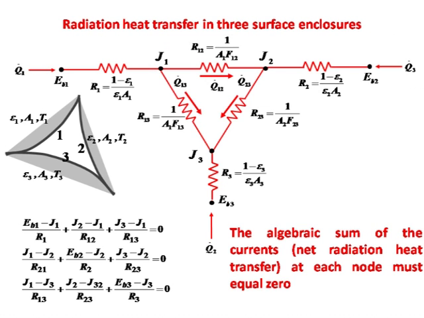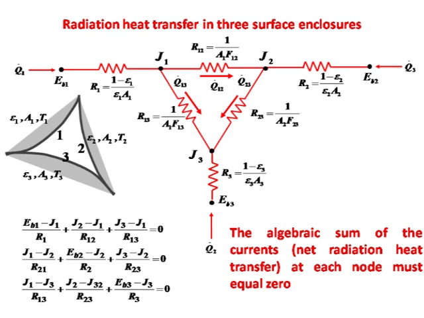Similarly, if I do this for J2 and J3, I am going to get 3 equations. Typically, I have taken that emissivity is known, surface area is known, and the temperature of the bodies is known. If I know the temperatures, Eb1 is sigma T1 to the power 4, sigma T2 to the power 4, sigma T3 to the power 4. So I know Eb1, Eb2, Eb3. Do I know R1, R2, R3? Yes, because the emissivities and areas are known.